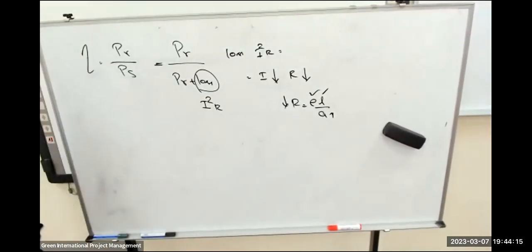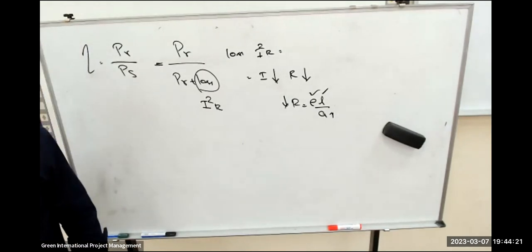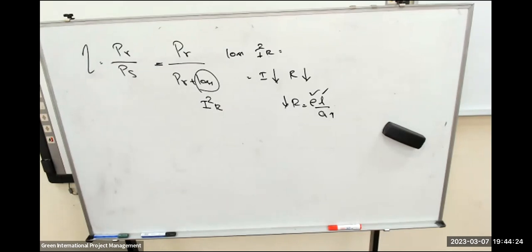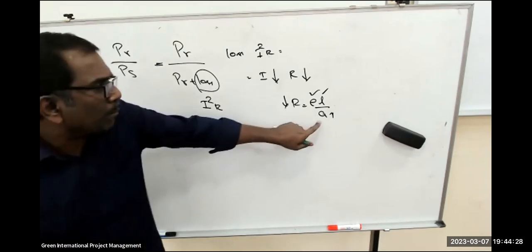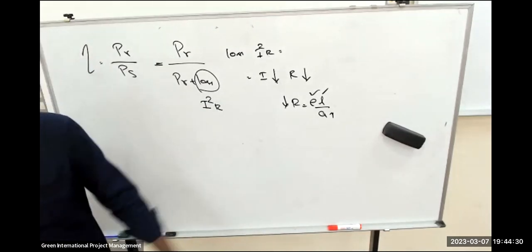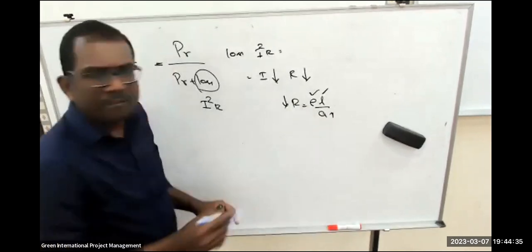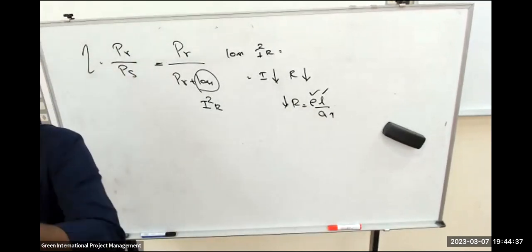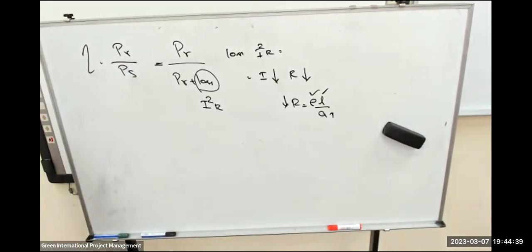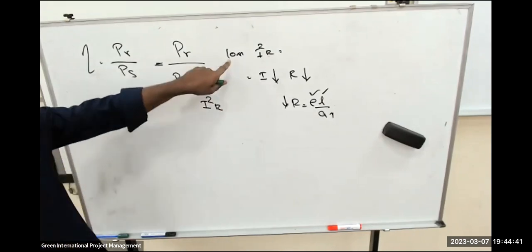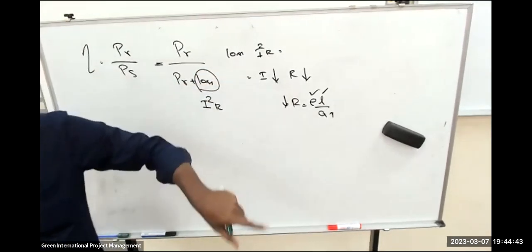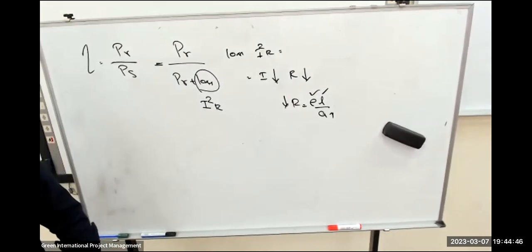If A increases, the cost increases. If we use a bigger wire, the volume is increased, and if the volume increases, the cost increases. That's why there is a break-even point to finalize A. So R we are not able to reduce that much. To minimize the losses, R is fixed at one particular point.